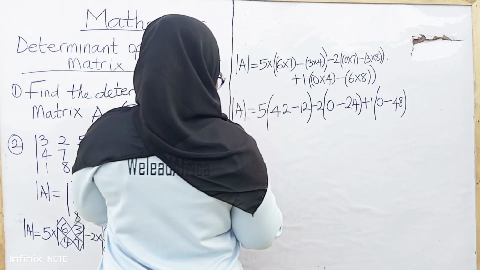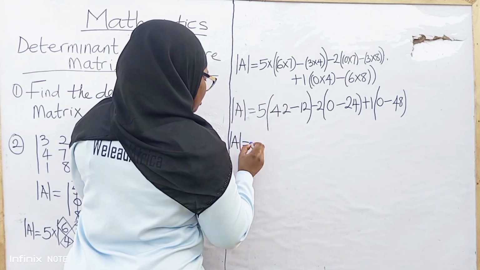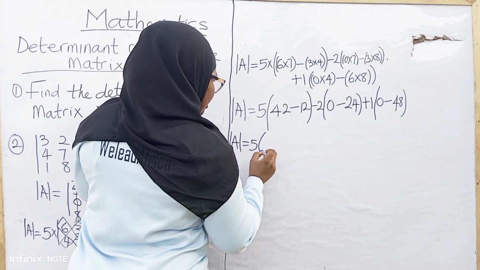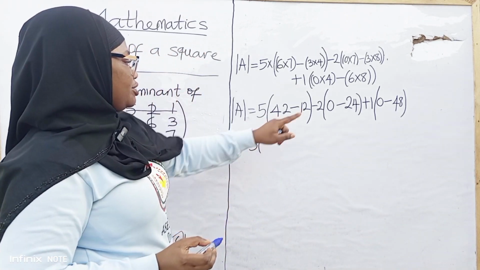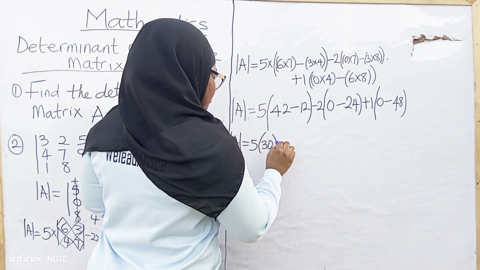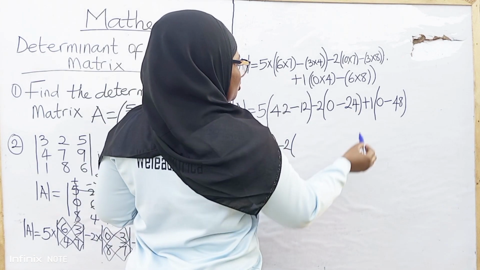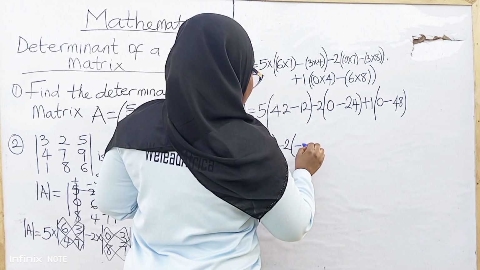So come back here. Determinant of A is equal to 5, open bracket, 42 minus 12. That is what? 30. Minus 2, 0 minus 24 is what? Minus 24.